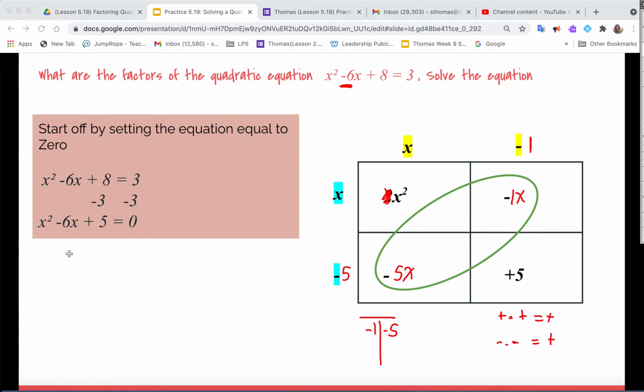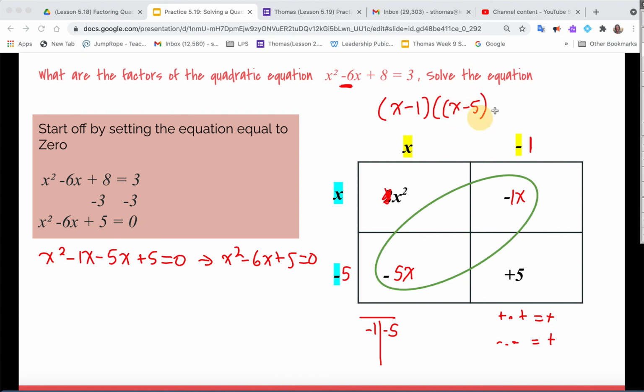A negative times a negative gives a positive result. So when we simplify that, we have x squared minus 1x minus 5x plus 5 is equal to 0, which is the same thing as x squared minus 6x plus 5 is equal to 0. So what we're recognizing is that the factors of this quadratic equation are (x minus 1) times (x minus 5).